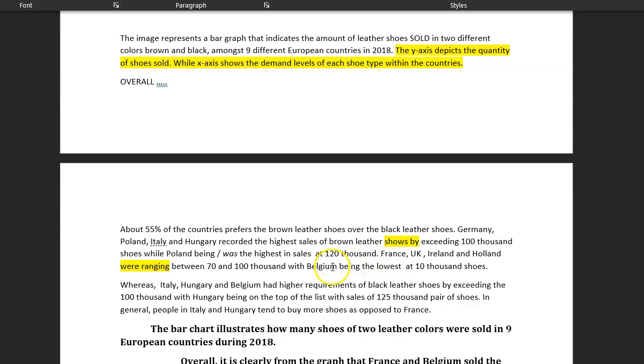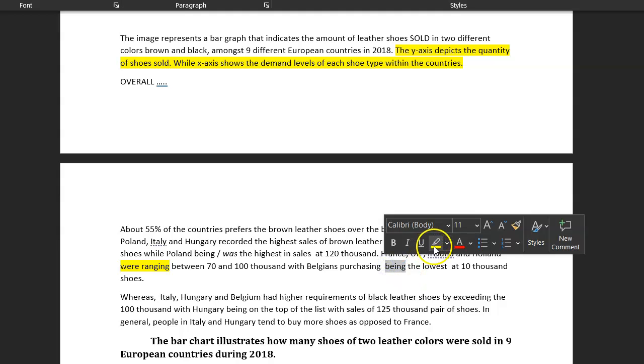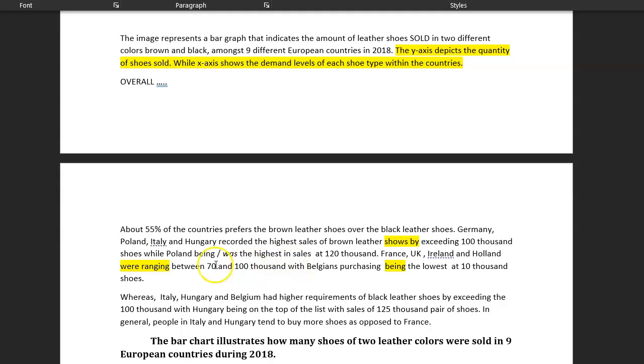Okay, or but easier here might be Belgians purchasing the lowest. That would be clearer because being the lowest is like being the lowest what. So purchasing with Belgians, so ranging, Belgians purchasing the lowest at 100,000 shoes. Okay, good, very nice. Whereas Italy, you don't need a comma there. Whereas Italy, Hungary, and Belgium had higher requirements of black leather shoes, exceeding 100,000, with Hungary being on top of the list.